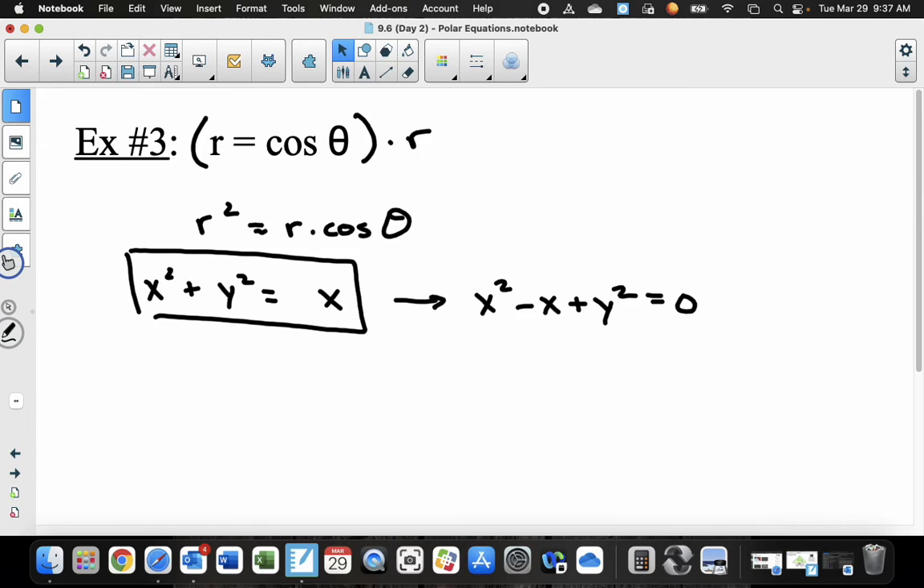Questions on that so far? The hardest part of this one, like I said, what makes this more difficult, is recognizing that first step: that I just need to multiply everything by r and then I'll have some things that I can substitute. That's the hardest part of these problems. Okay. Let me give you another one.